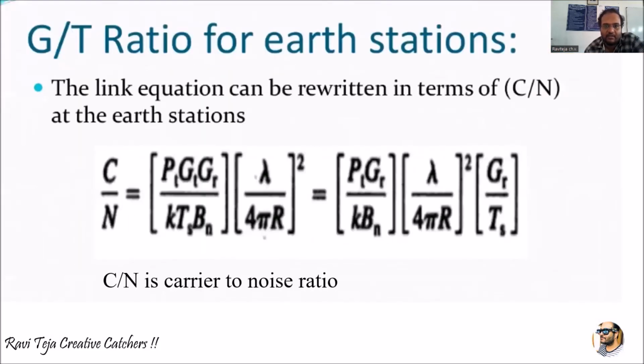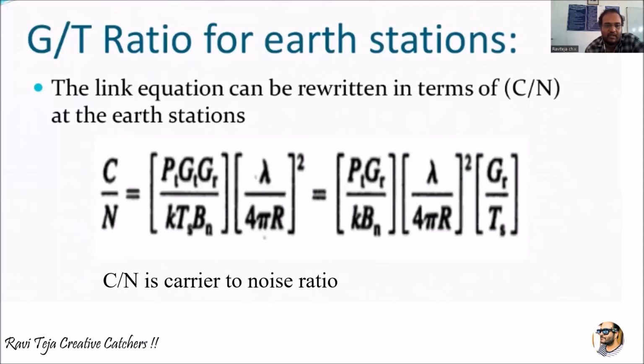This is with respect to system noise temperature. Now coming to the G by T ratio. The G by T ratio of an earth station comes from the C by N link equation, where C by N is the carrier to noise ratio. The carrier to noise ratio for the earth station is C/N = PT GT GR / (K TS BN) x (lambda / 4 pi r)^2, which can be written as PT GT / (K BN) x (lambda / 4 pi r)^2 x GR/TS. This is the link equation with respect to carrier to noise ratio. This is the main equation you need to understand, and the gain by temperature can be written like this.